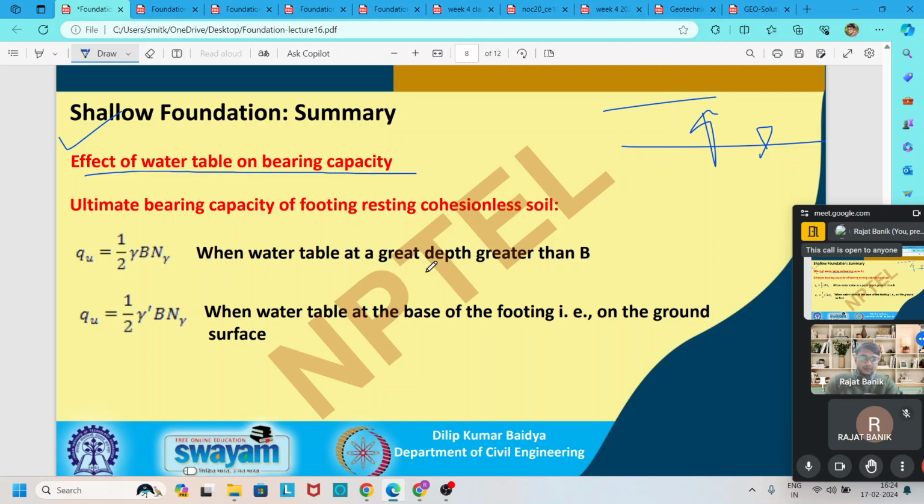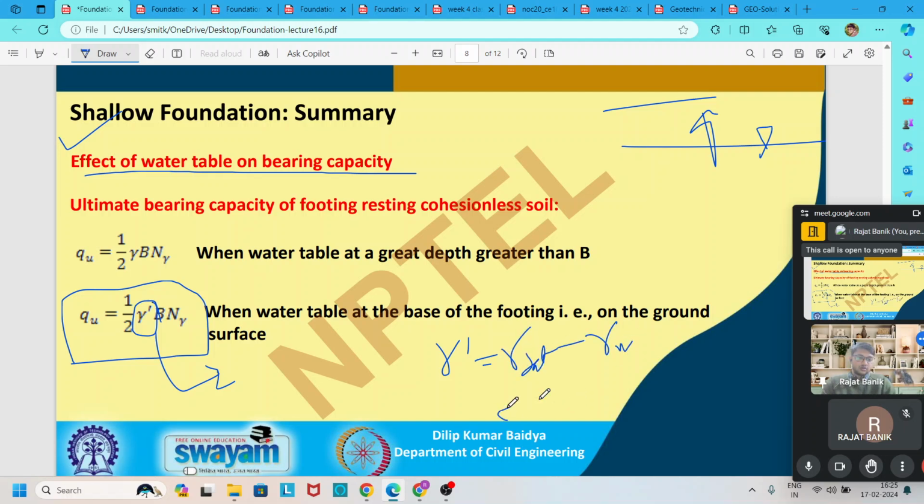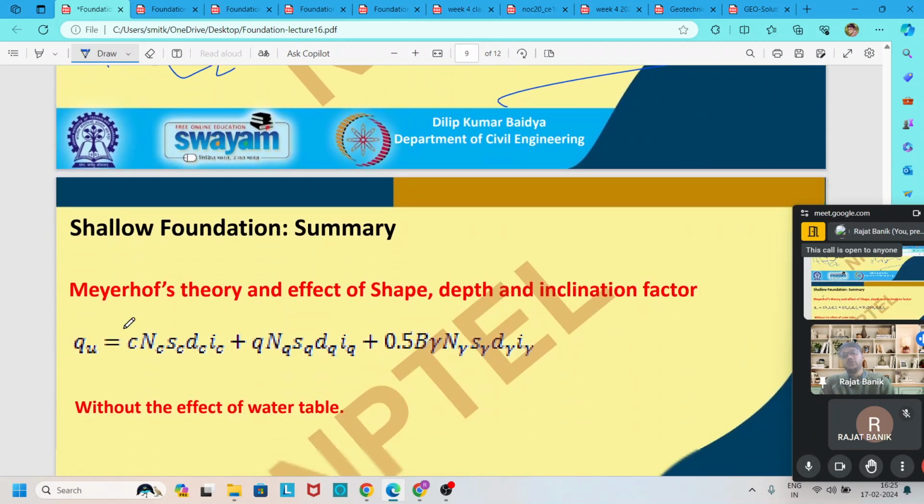But when the water table is at the base of the footing, for cohesionless soil, with the footing resting on the ground surface, the formula is half gamma dash B N gamma, where gamma dash is the submerged unit weight, and it becomes gamma saturated minus gamma w. All these formulas we discussed in our week 1, week 2, week 3 accordingly. So you go through it once.